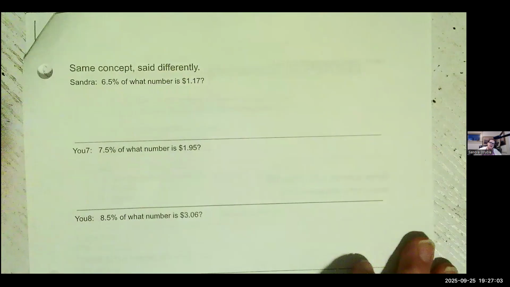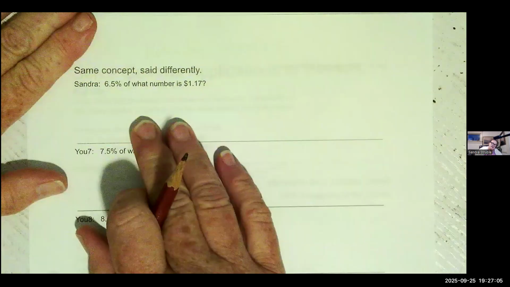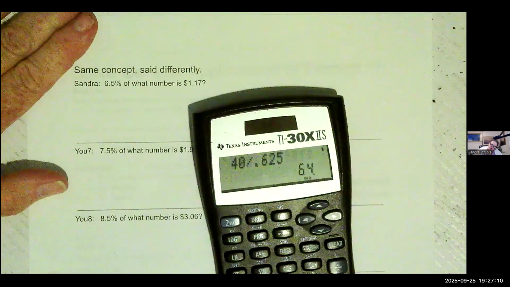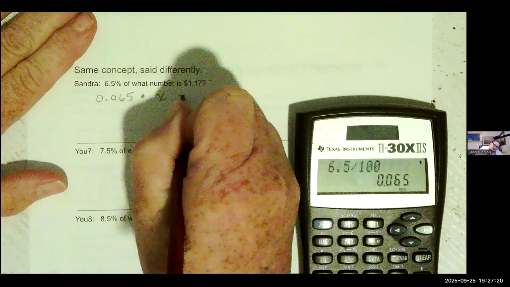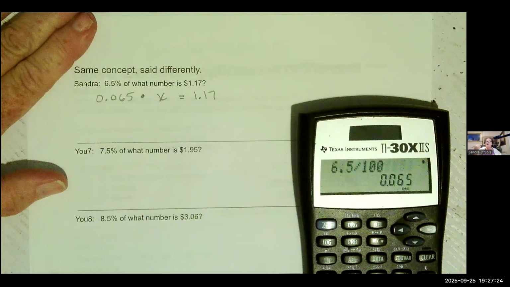Same concept, said differently. My turn. 6.5% in decimal form. 6.5 divided by 100 is 0.065. Of is to multiply. What number is X? Is equal 1.17. Now we just need to solve for X.